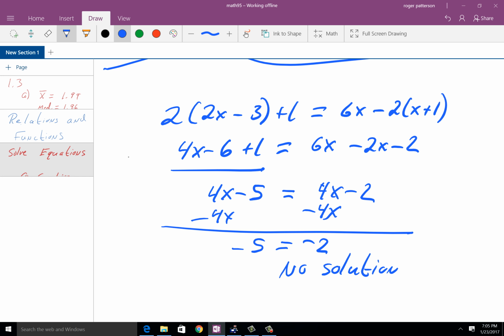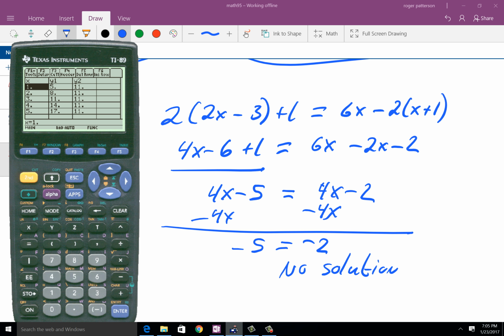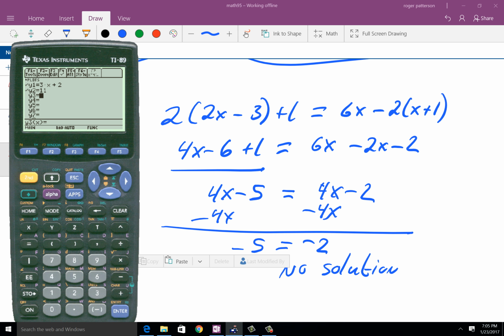So, if I graph this, diamond y equals, go up to here, clear, enter, enter. We only have to pick one way to do this, right? Graph. Table, or do we have to do it all 3 ways? No, you don't have to do it all 3 ways. I'll tell you in a second here. 2x minus 3 parentheses plus 1. That's in there. And 6x minus 2 parentheses x plus 1 parentheses equals.